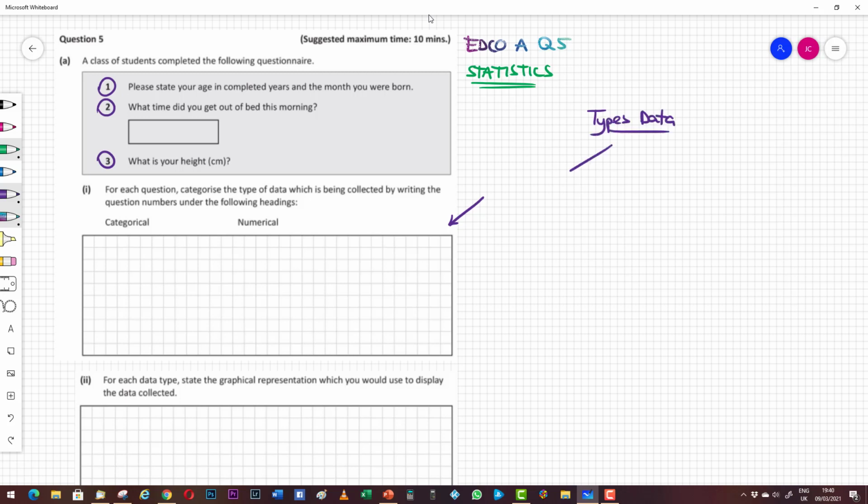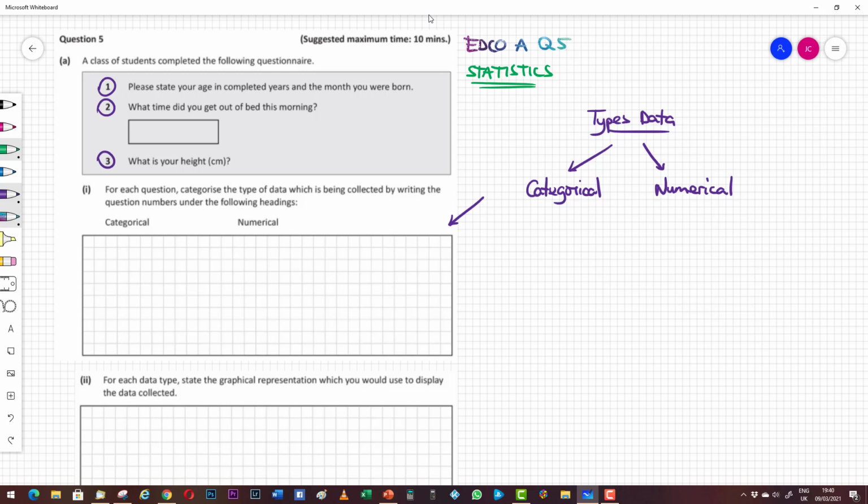The two main types of data we have are categorical, which is data that can be put into categories. So for example, the color of your car, the county you live in, things like that, they're called categories. Or we can split it into numerical data, which is data that can be answered with a number. So the amount of TVs in your house, the amount of brothers and sisters you have.